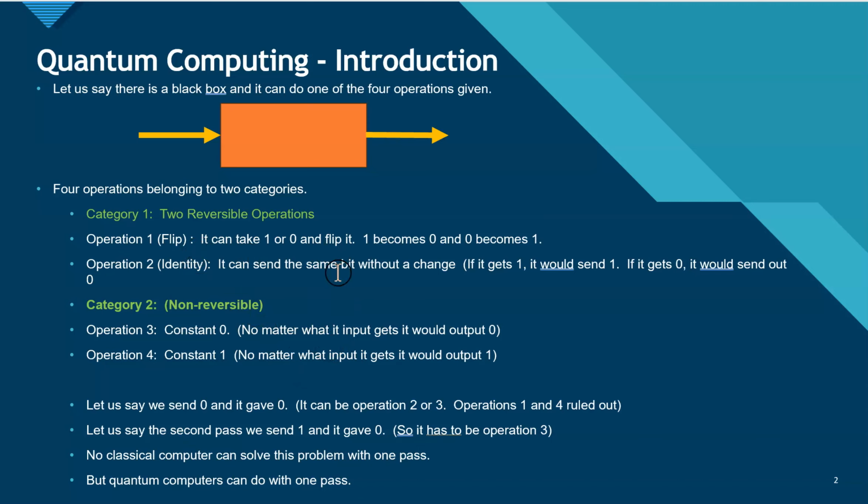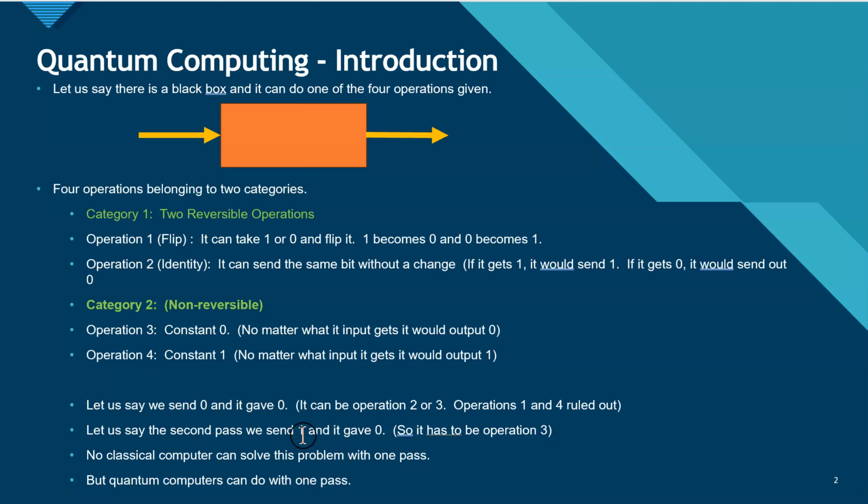But we cannot tell from 1 pass whether it belongs to category 1 or category 2. There's no way you could do that with regular computers from 1 pass. So to figure it out, we have to send a second time.